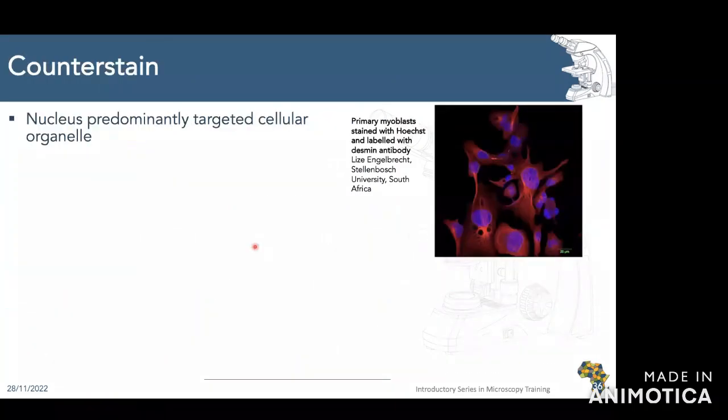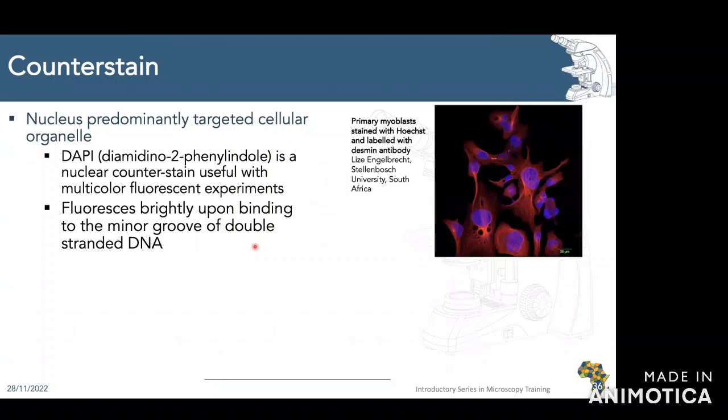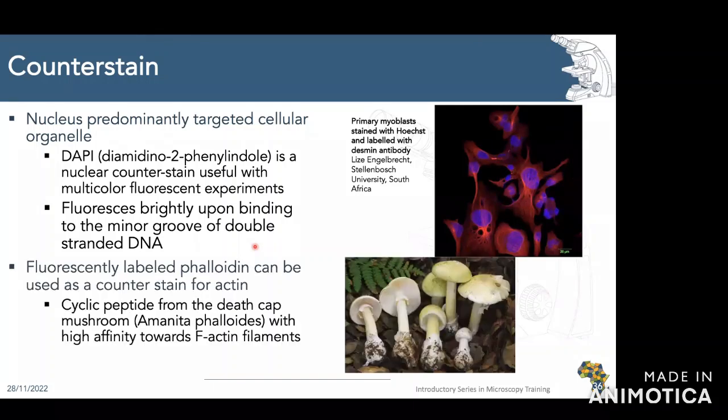After you've labeled your targets, usually we use a counterstain. The stock standard is to label your nucleus, usually using DAPI or Hoechst. These are really nice counterstains, and they fluoresce very brightly. They bind to the minor groove of double-stranded DNA quite strongly.